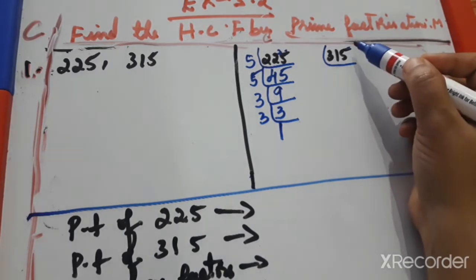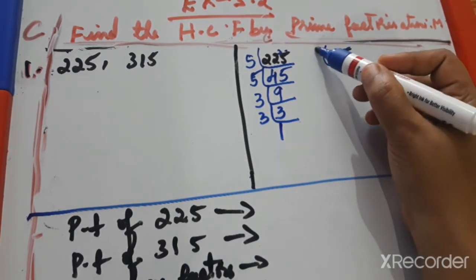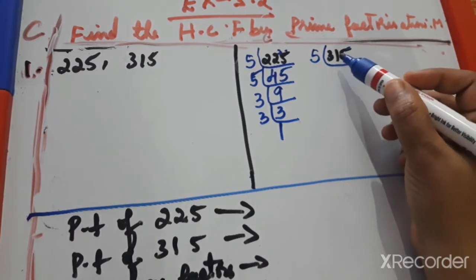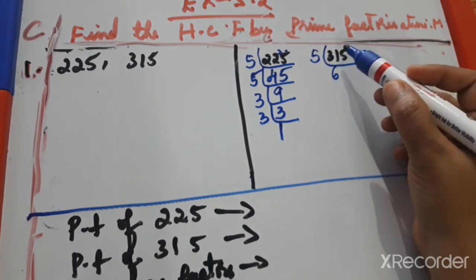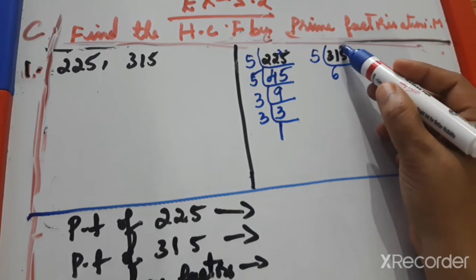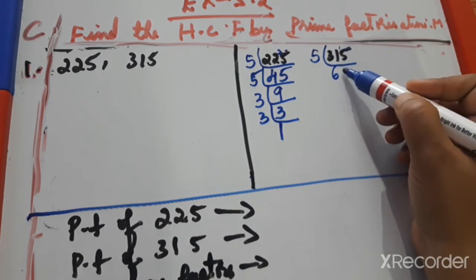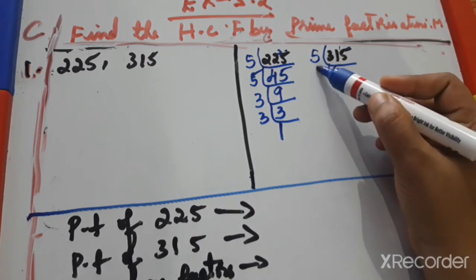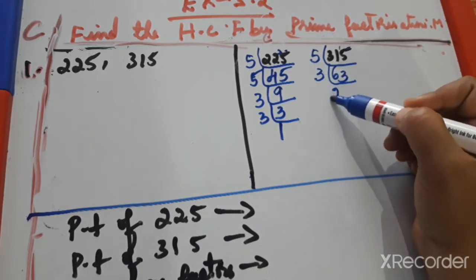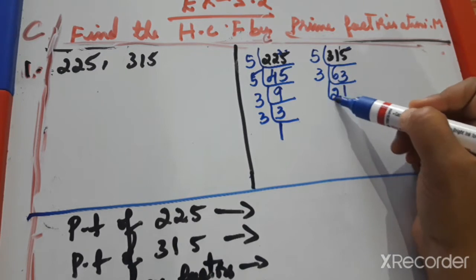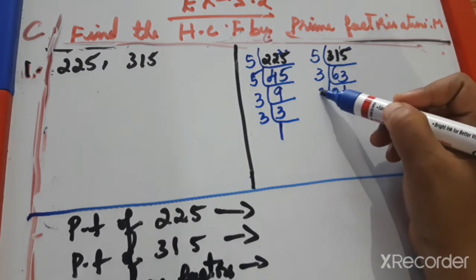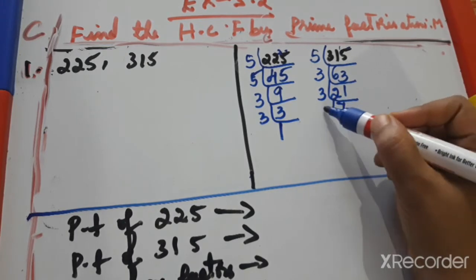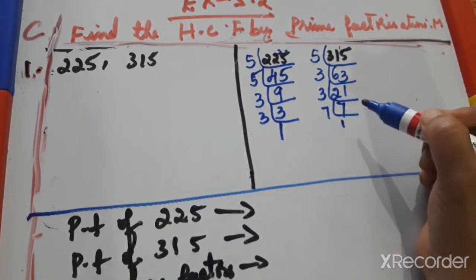315, last digit is 5, means it will multiply with 5 ones are tables, so divide with 5. 31, nearer to 31 is 5 6s are 30, remainder is 1, together is now 15. 5 3s are 15. Now 63, 63 means it multiplies with 3 ones are 3, 3 2s are 6, 3 ones are 3. Again 21 will multiply with 3 ones are tables, 3 7s are 21, and 7 will multiply with 7 ones are 7.